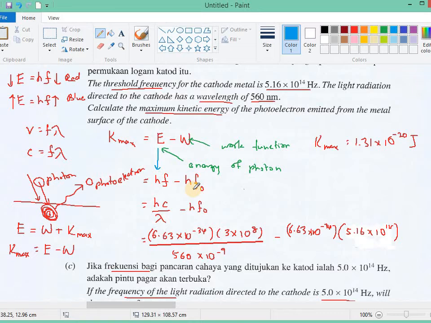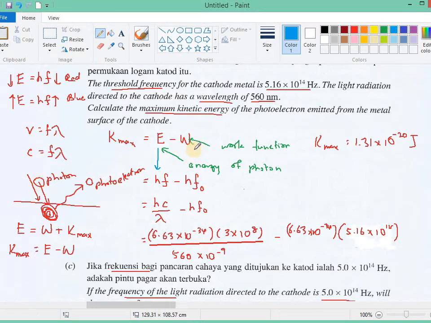So if the photon has the frequency that is the same as the threshold frequency, then the photon only carries just enough energy for the electron to escape the surface, but does not have enough energy to give the electron kinetic energy. So the electron can escape the surface, but does not have kinetic energy to fly away. Okay, like that.